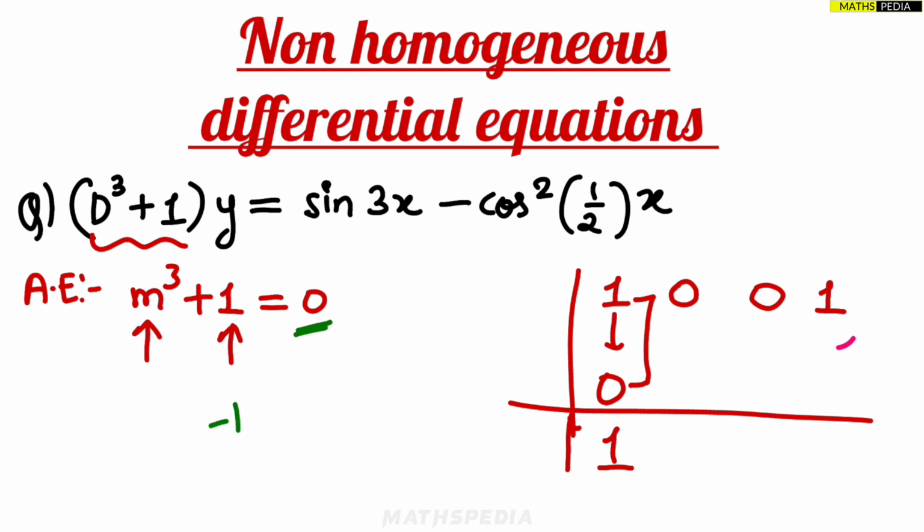Here, minus 1 cube plus 1 equals what? Minus 1 cube is nothing but minus 1. Plus 1, you will get 0. That means you are getting RHS as 0. So I can try with minus 1. Okay, so minus 1 I will try.